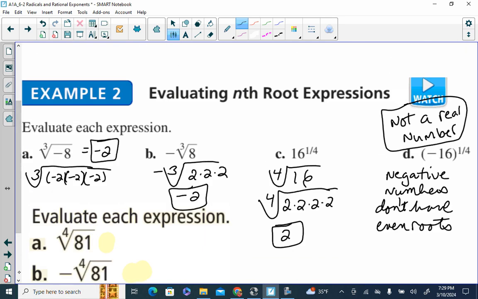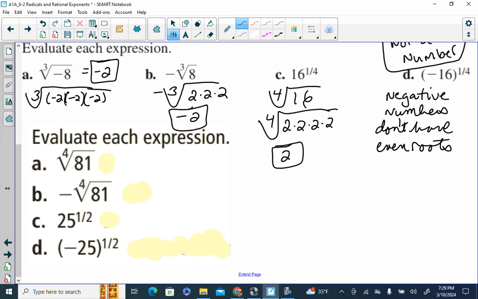Right? So if we take a look at each one of these examples here, the fourth root of 81. If I want the fourth root of 81, I want the fourth root of 3 times 3, which is 9, times 3 is 27, times 3 is 81. So the fourth root of 81 is going to be equal to 3.